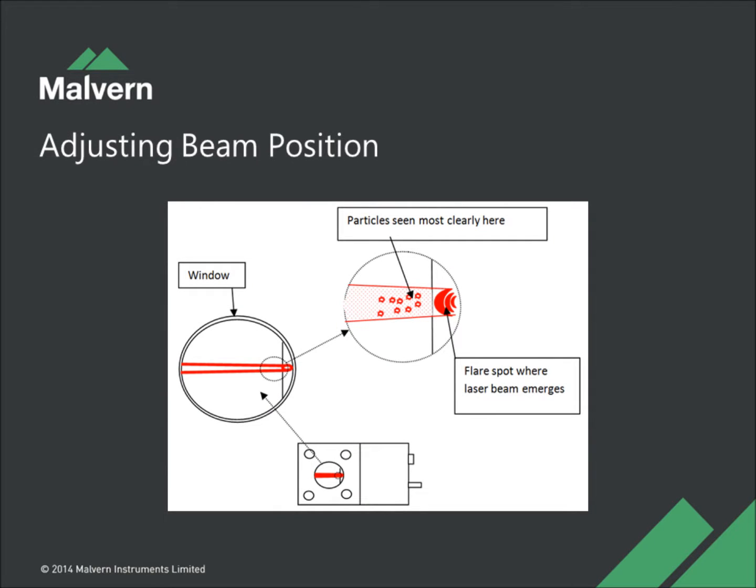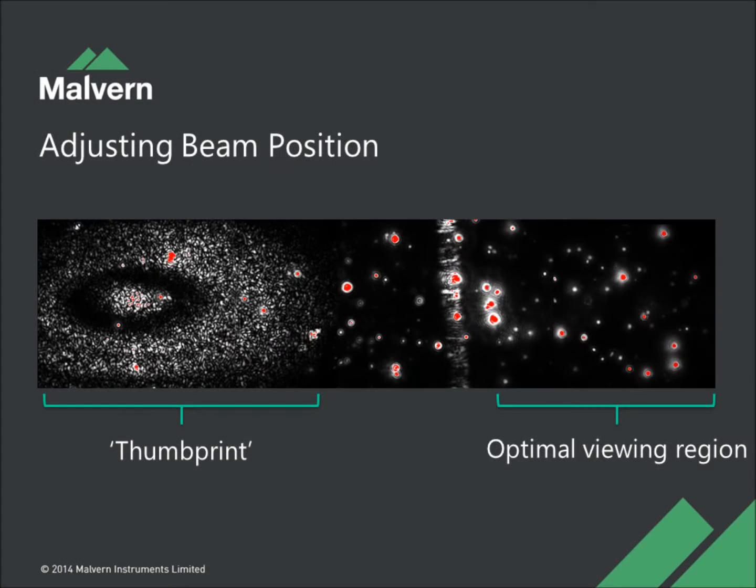The microscope objective should be positioned over the circular glass window on the laser module top plate, close to the right-hand side of the window, to enable the user to find the flare spot or thumbprint through the microscope eyepieces. The optimal viewing region is just to one side of the thumbprint, as in the diagram. Adjust the stage position laterally to find the optimum viewing position.